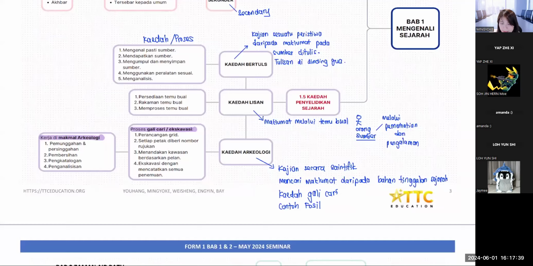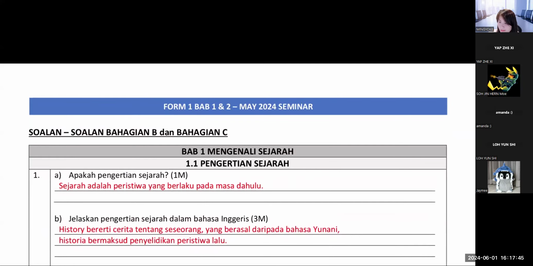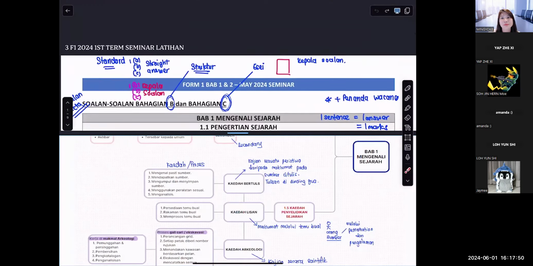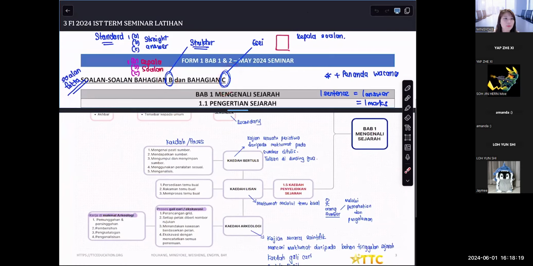So we try to answer our soalan. It is very important to understand the technique of answering, guys. Everybody turn to page 6. Semua orang pergi ke muka surat 6. Okay, so first of all, according to our soalan structure and essay, Bahagian B is soalan structure. Bahagian C is soalan essay.